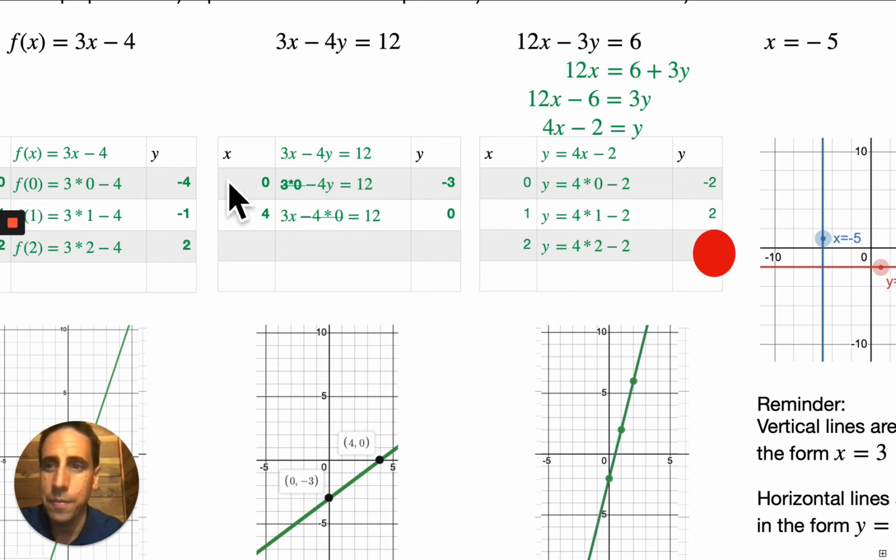And that is a lot easier to work with on a table than this. So you could choose, like we did in the first example, your inputs 0, 1, 2, put them all here and calculate. So 4 times 0 is 0, minus 2 is negative 2. 4 times 1 is 4, minus 2 is 2. And I want you to tell me, what is 4 times 2 minus 2? What number is underneath this red dot?